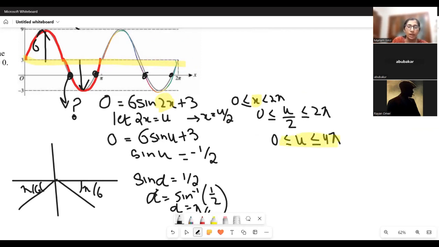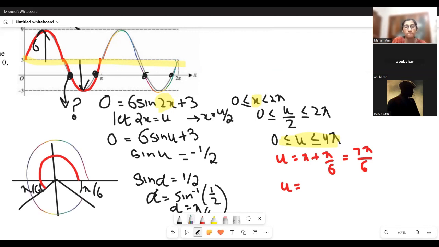So how many solutions do we have between 0 to 4 pi? This is one of the solutions. That would be u equals pi plus pi by 6. What is that? 7 pi by 6. Then the other one is u equals 2 pi minus pi by 6, which is 11 pi by 6.